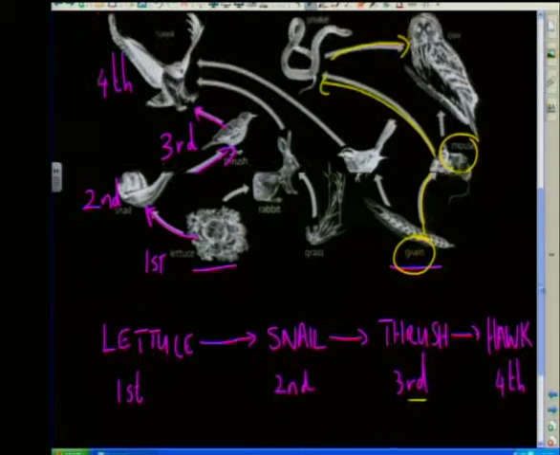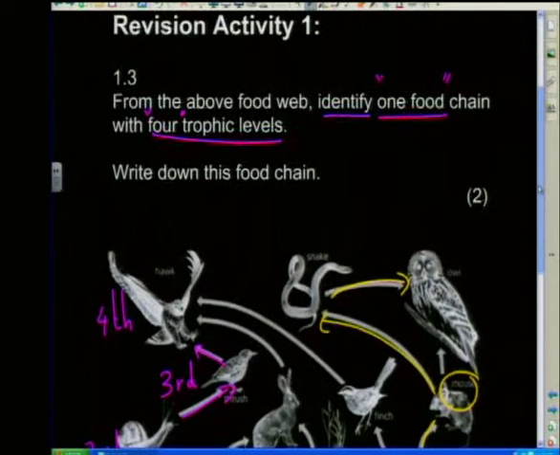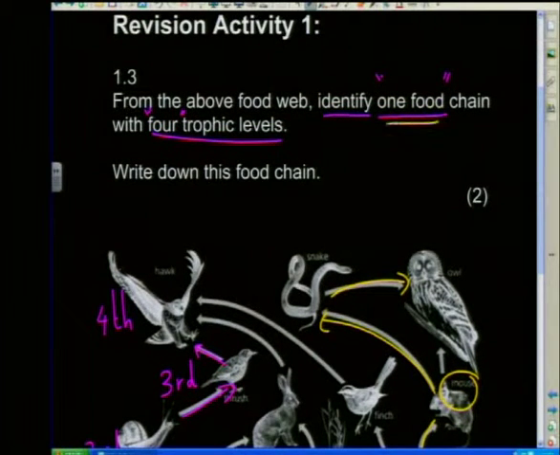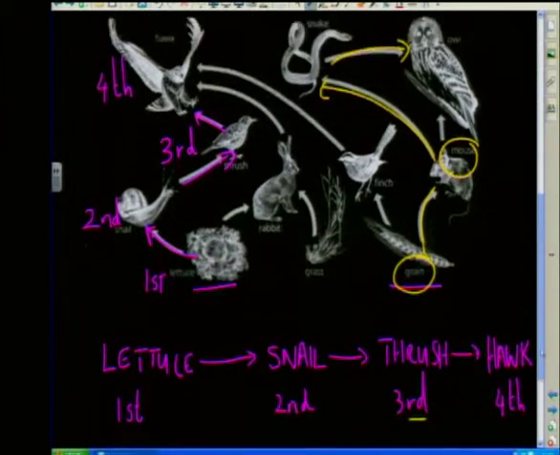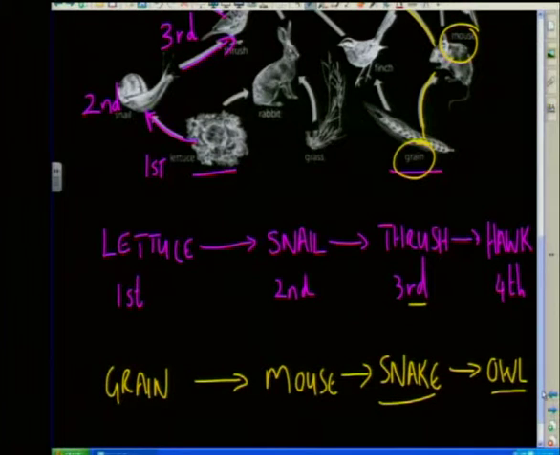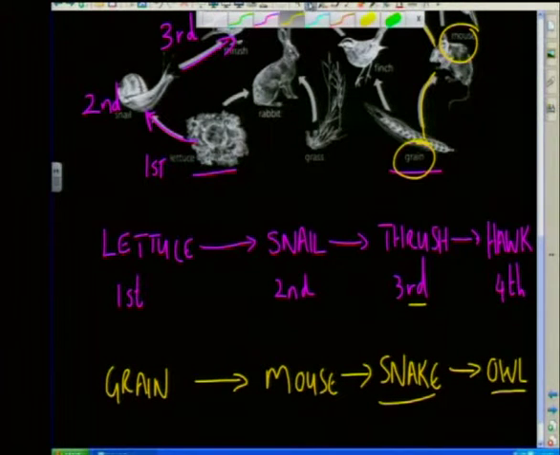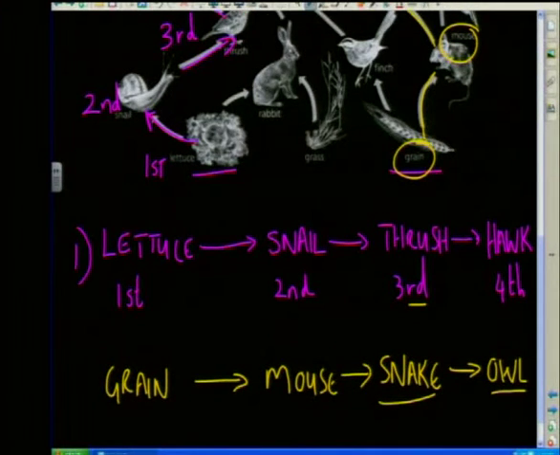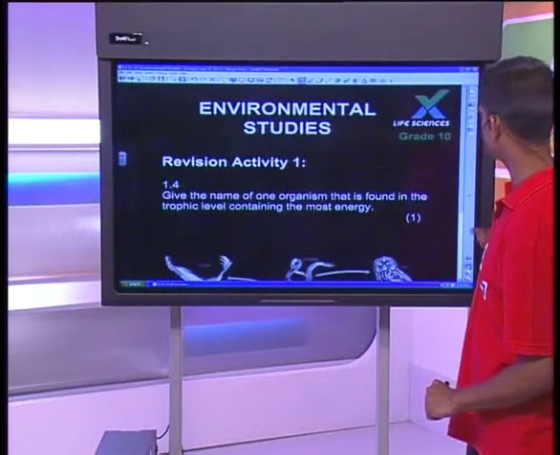So if we go back to the question and look at it again, we've got to identify one food chain with 4 trophic levels, and this is a 2-mark question. So we've identified the food chain, we've identified 2 possible answers. Here we've looked at one, and that would give us 1 mark there, and obviously for labeling the different levels, another mark. Very good. I hope you guys got those. Let's move on to the next question.